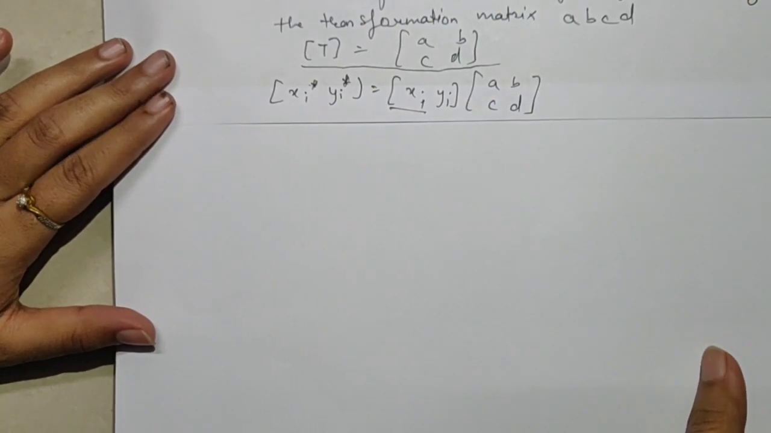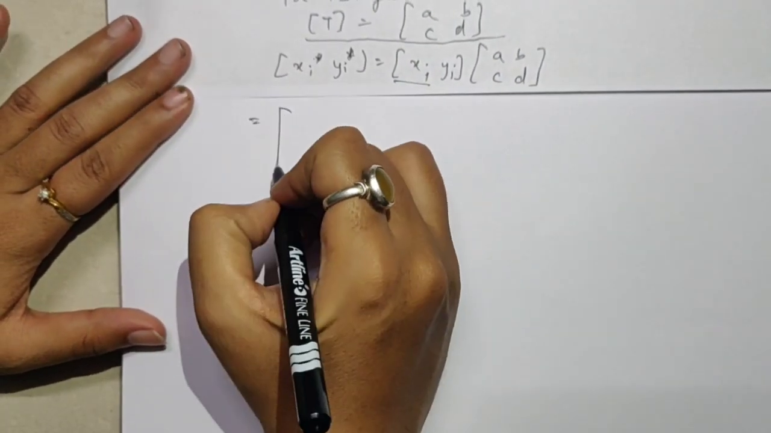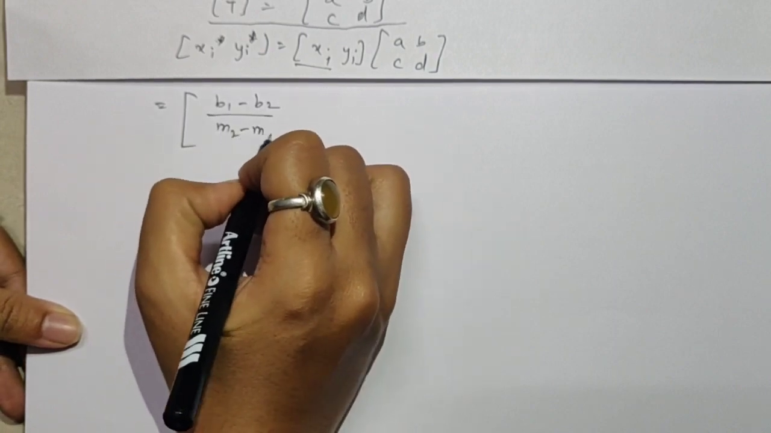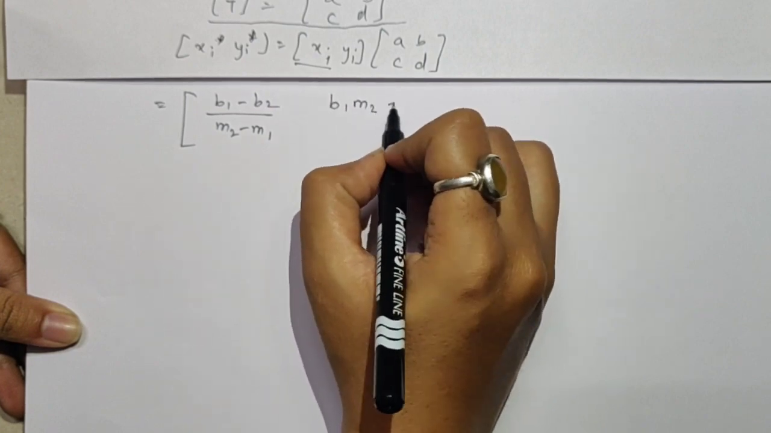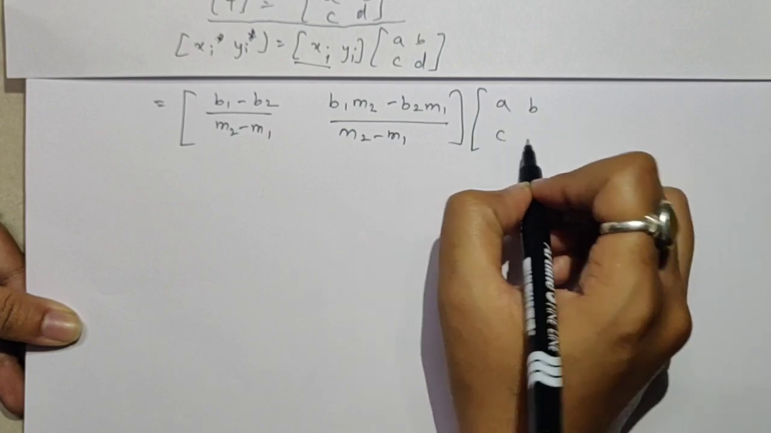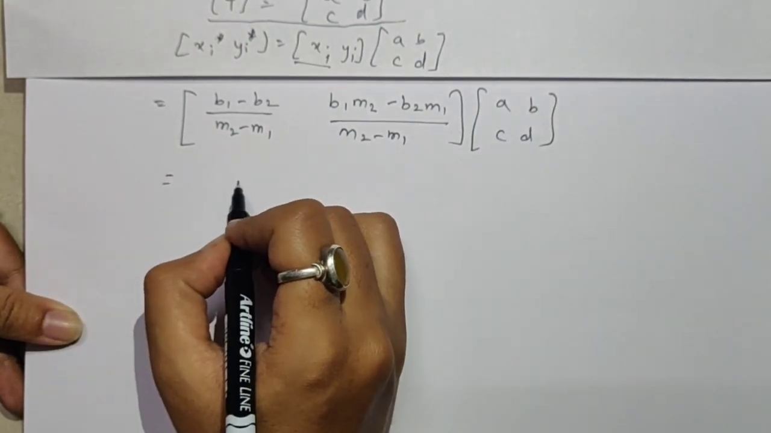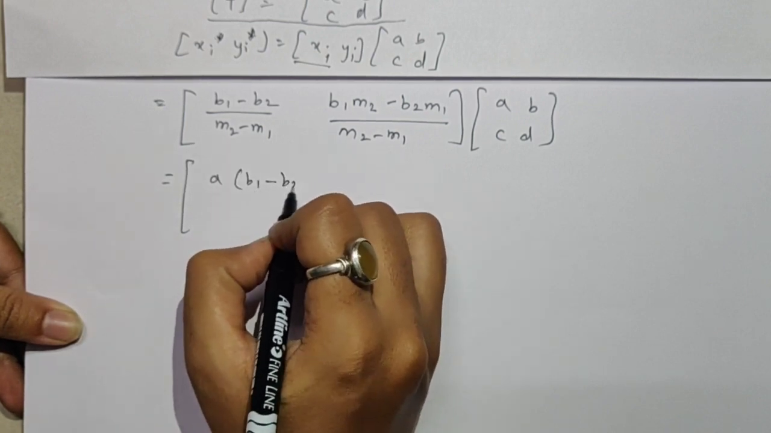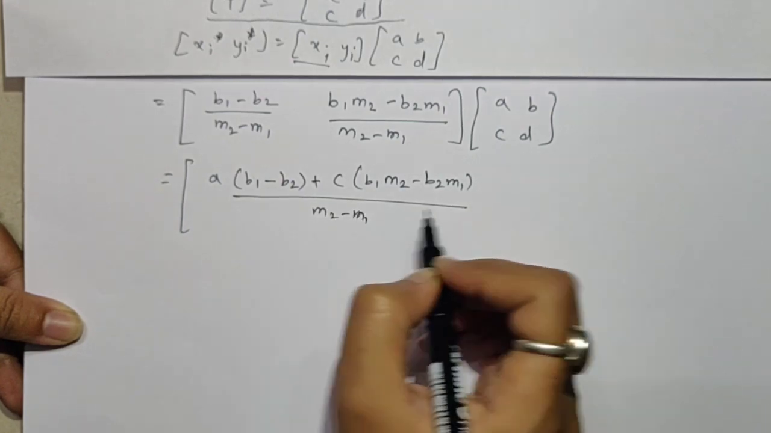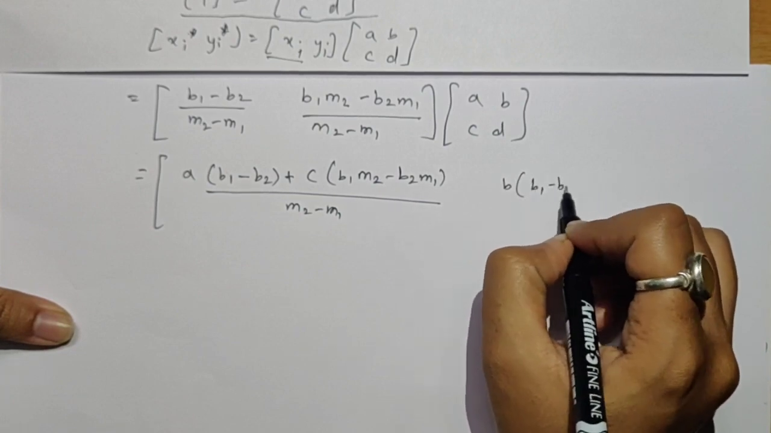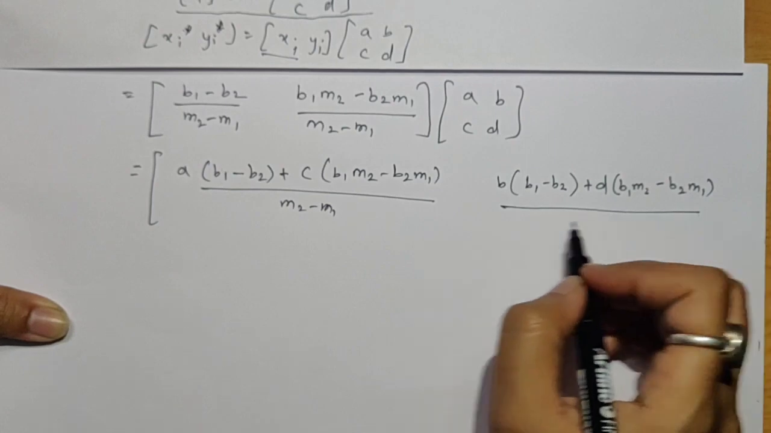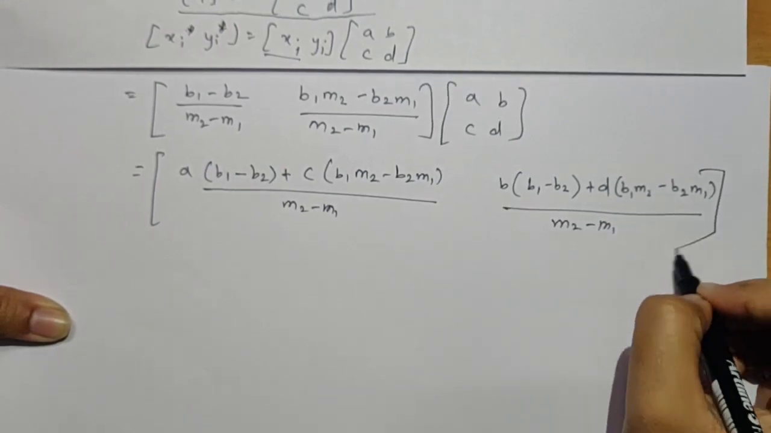Okay, see equation number 4 and put the values of xi and yi. We will get (b1 minus b2) divided by (m2 minus m1), and (b1 m2 minus b2 m1) divided by (m2 minus m1), into the transformation matrix, that is A, B, C and D. Now calculate these two matrices. We will get A(b1 minus b2) plus C(b1 m2 minus b2 m1) divided by (m2 minus m1), and B(b1 minus b2) plus D(b1 m2 minus b2 m1) divided by (m2 minus m1). So we have got this equation.